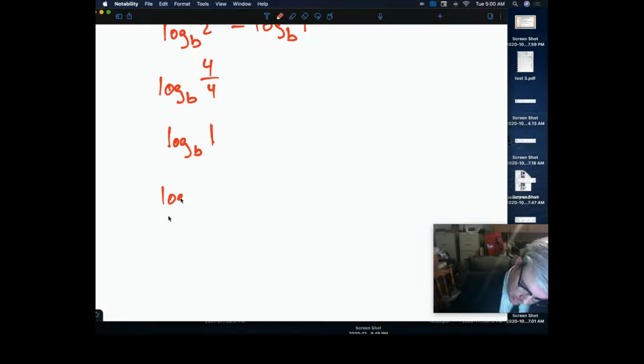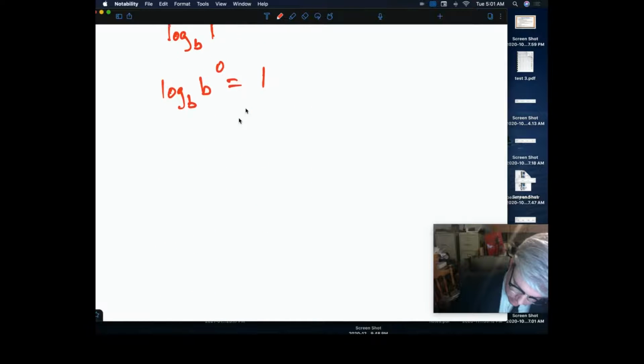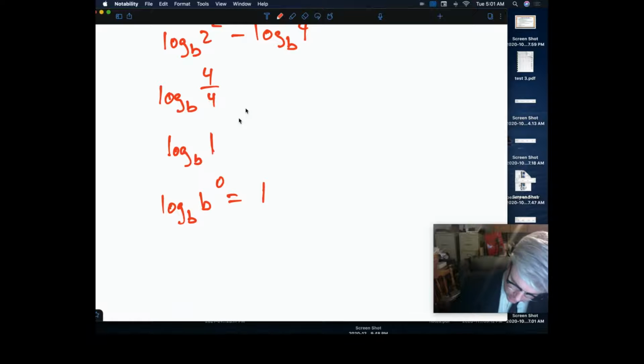this is the same thing as saying log base b of b to the 0. I'm sorry, I don't want to write 4, I want to write b to the 0. And so this would be 1. So you can go all the way down to 1. Okay, so 1 is b to the 0, and then because the b's match up, this is equal to 0.